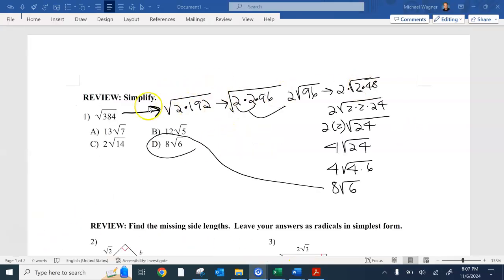Okay, so here are the steps for question number one, and I went in this order. I did it the long way. I just started breaking it down by two and continued to do that. I could have looked for bigger numbers. For example, this is divisible by 4 as well. But anyway, that's the long way to break it down. It starts here, goes through here, and ends up getting 8 root 6 for the final answer. So ask me if you still don't understand it.